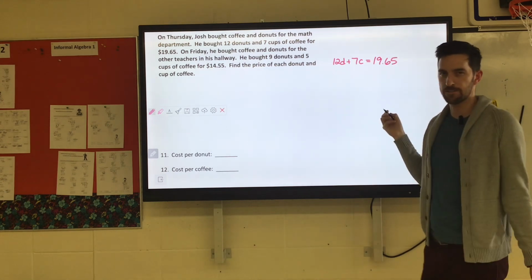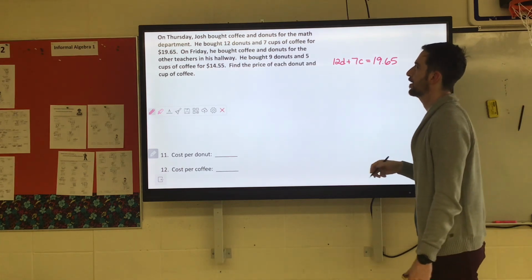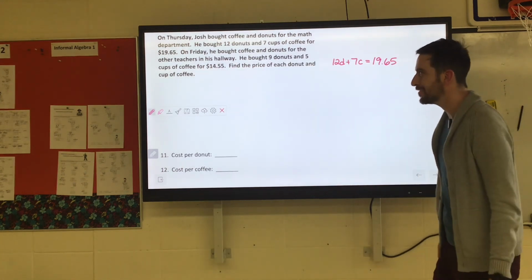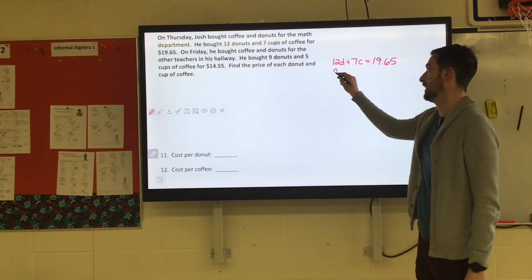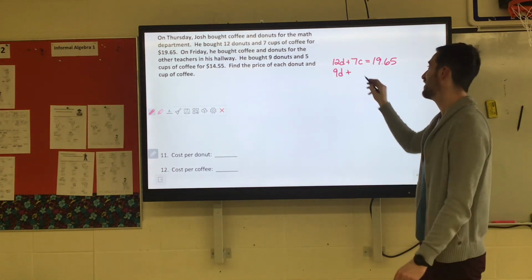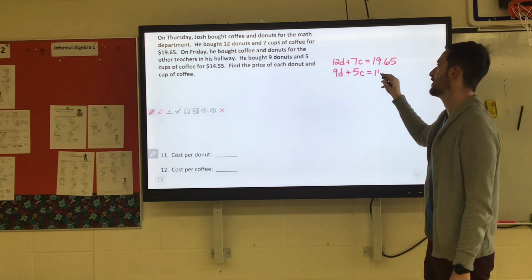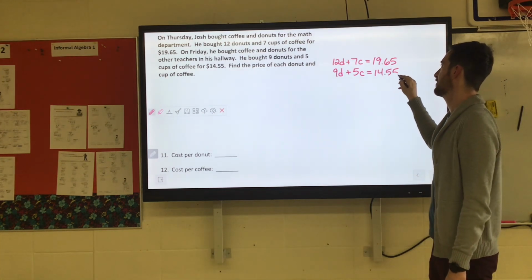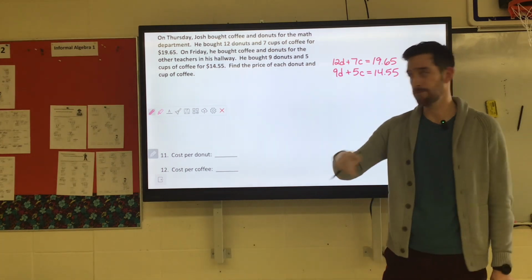There's our first equation. The other one, on Friday, he bought coffee and donuts for the other teachers in his hallway. 9 donuts, 9D, plus 5 cups of coffee, 5C, and that was $14.55. We got to get either the donuts to match up or the coffee to match up.